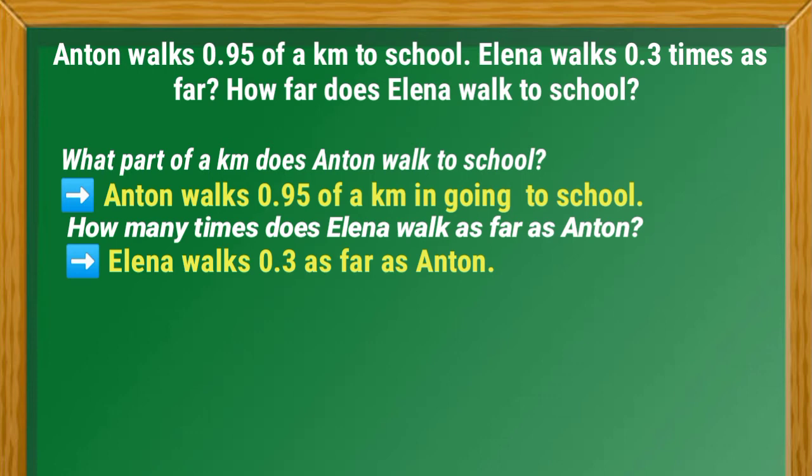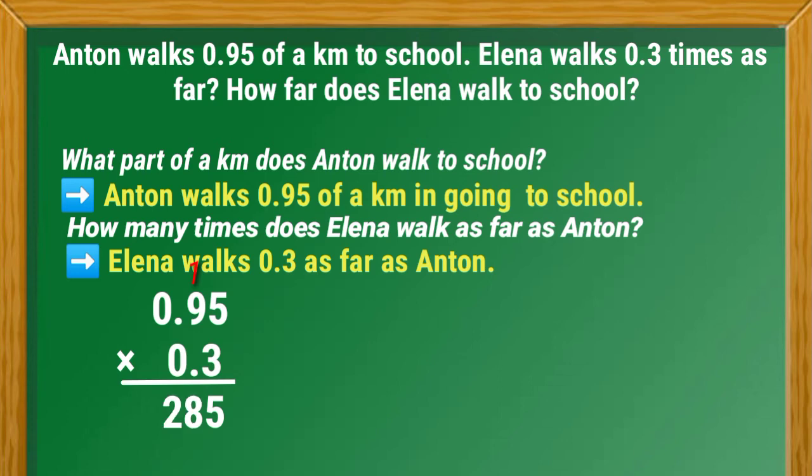To get the answer on how far Elena walks to school, let's multiply 95 hundredths and 3/10. First, write the factors in vertical form like this. Multiply like you do with whole numbers. So, 3 times 5 is 15. Bring down 5. Regroup 1. 3 times 9 is 27. 27 plus 1 is 28. Do we still have a digit to multiply? No. So the answer is 285.